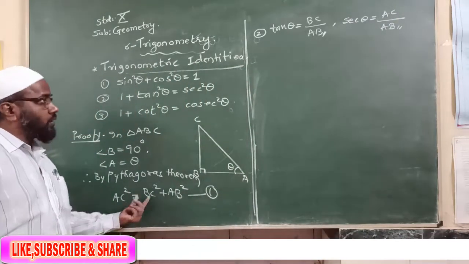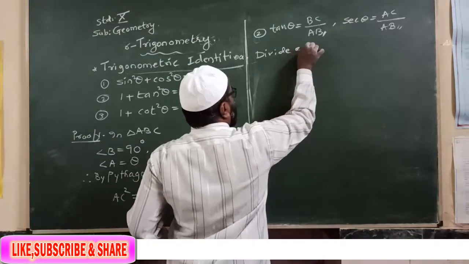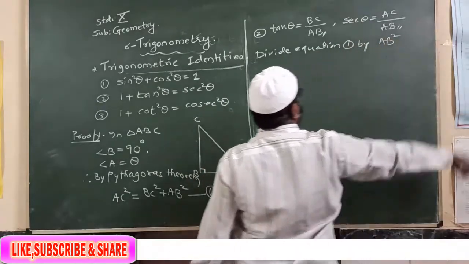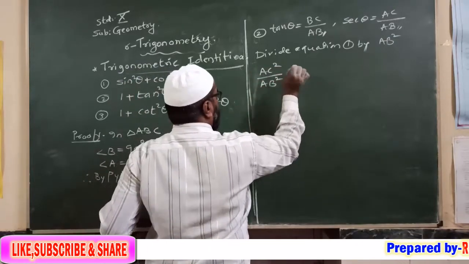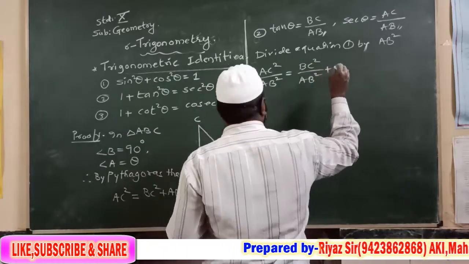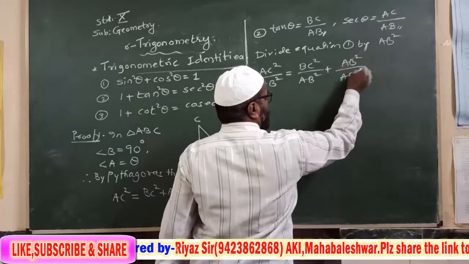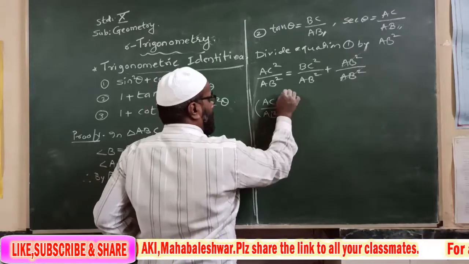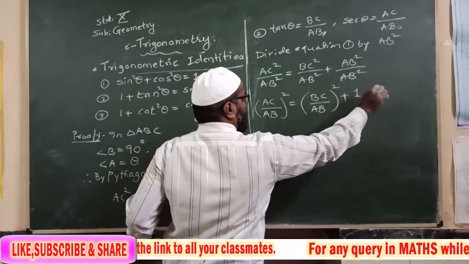So just divide equation 1 by AB square. So you get AC square upon AB square is equal to BC square upon AB square plus AB square upon AB square. So here this AB square gets cancelled. AC square upon AB square we can write as (AC upon AB) bracket square, is equal to (BC upon AB) bracket square plus 1.